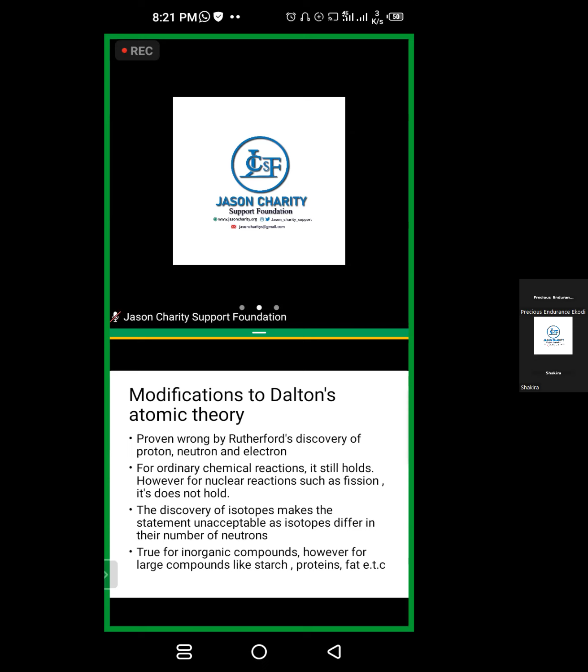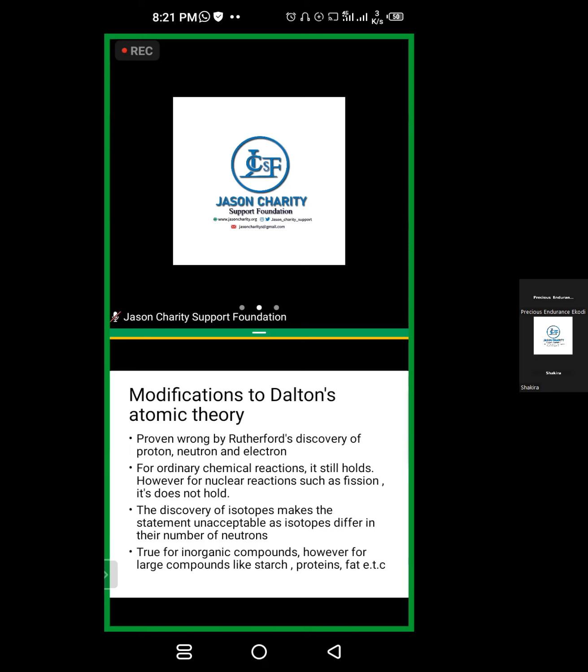Was also cancelled because it only holds for ordinary chemical reactions. But when you talk about reactions that include fission and fusion, here we're talking about radioactivity. Radioactivity is the spontaneous decay of radioactive elements. We'll talk about this subsequently also.